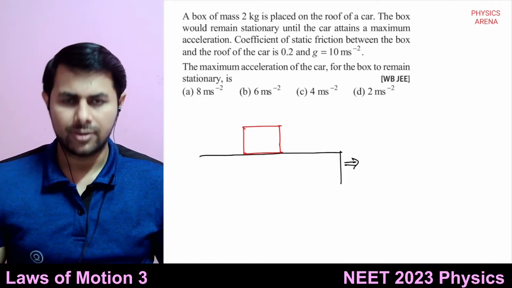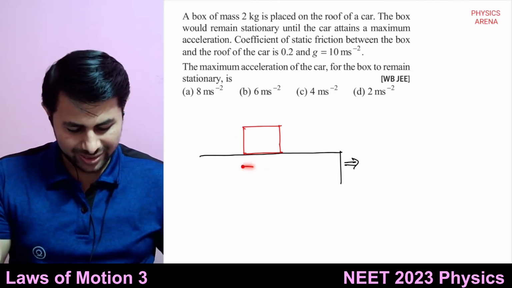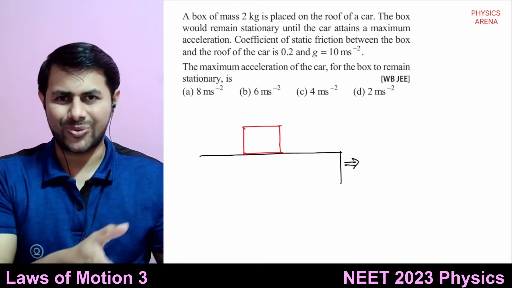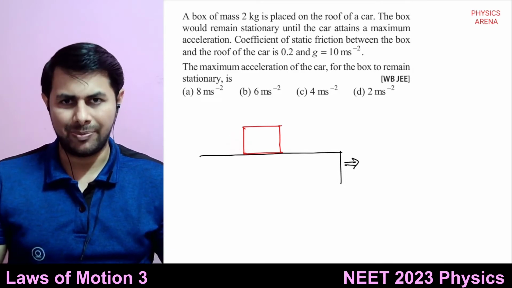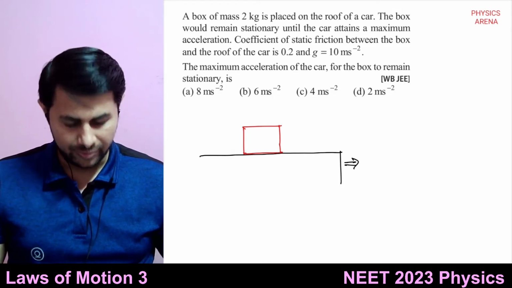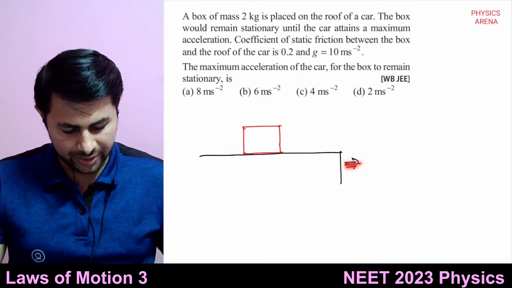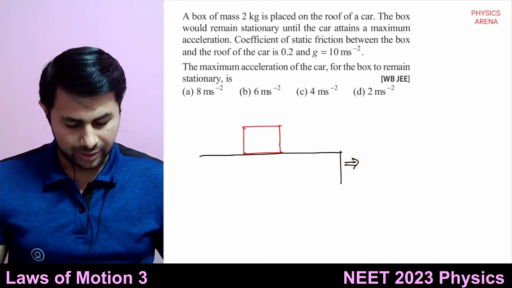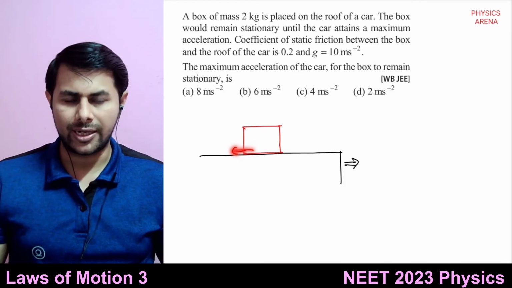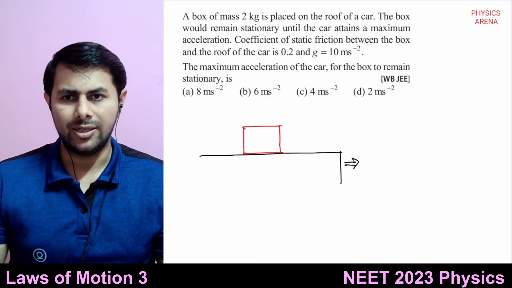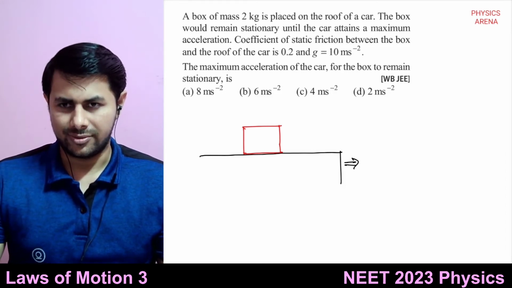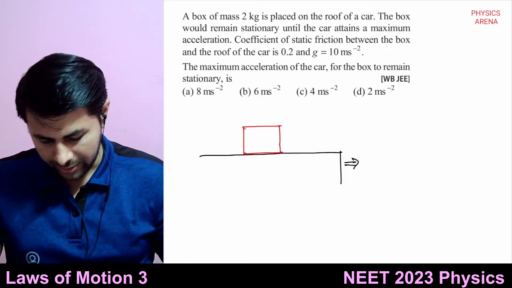Actually it remains there, and this car will move forward. So it seems like the box is accelerating backwards, but this will happen only when there is no friction. If there is some friction, then what will happen? This external acceleration should be more than the opposing frictional force. The external force should be more than the opposing frictional force.